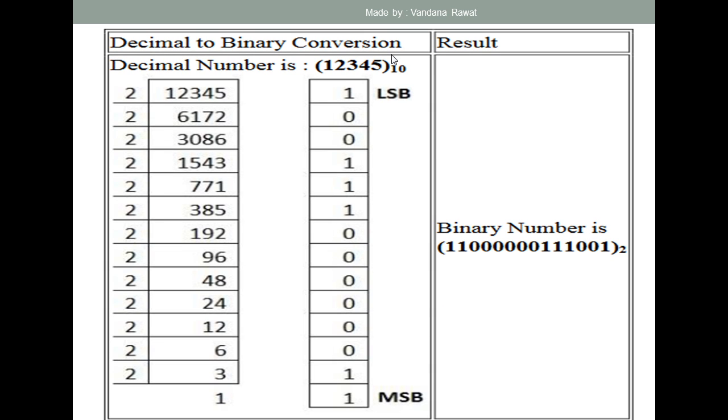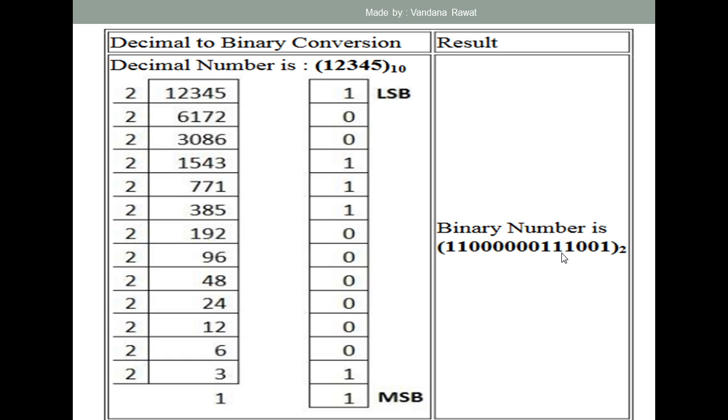Like this is one decimal number, that is 12345, and you have to convert it into binary. Okay, this is why you have written 10 here, because you have one decimal number and you want to convert it into base 2. That means here is the question mark, and you have to find out the result of this. You have to convert this decimal number into binary.